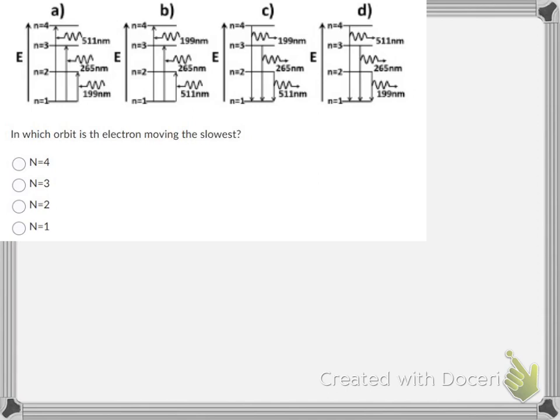Okay, so here we're given a problem, and this particular picture comes up a lot. It's from a test bank, but this particular question is asking which orbit has the electron moving the slowest or has the lowest kinetic energy, right? That's really the same statement. Moving the slowest has the lowest kinetic energy.